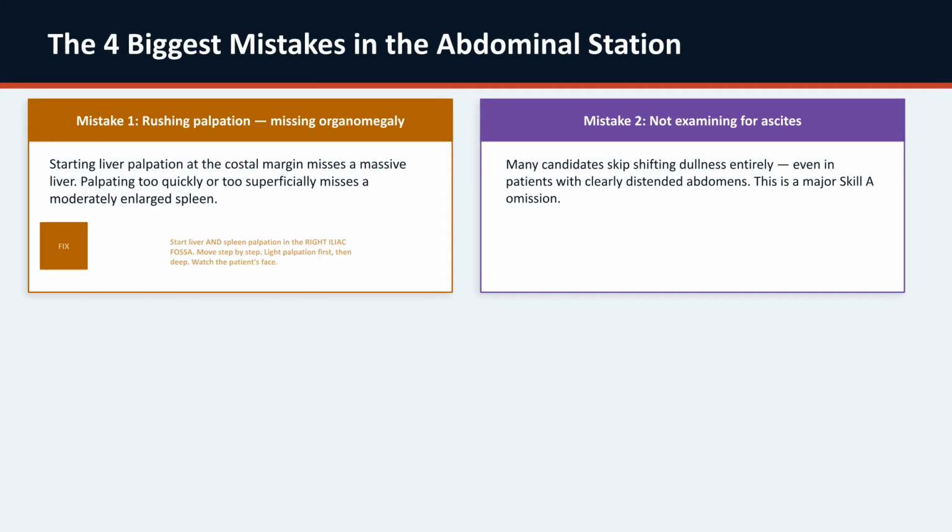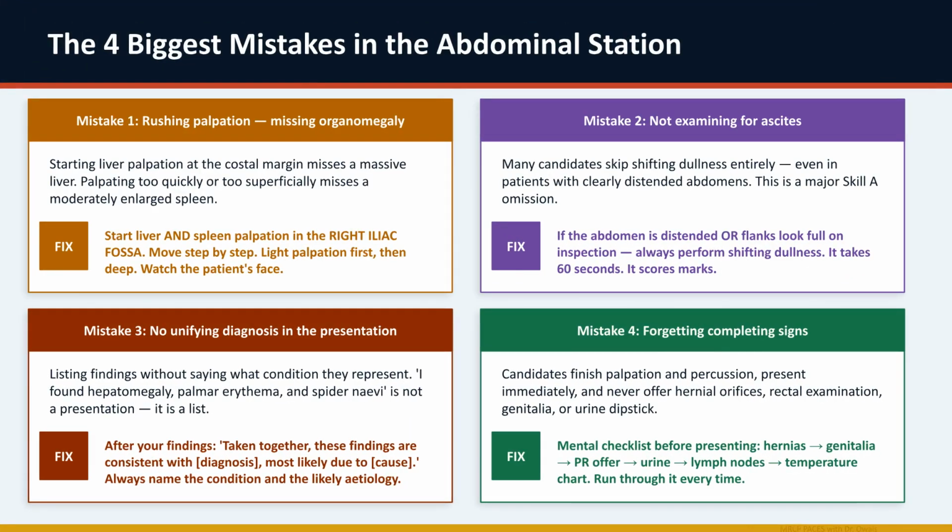Mistake 1. Rushing palpation and missing organomegaly. This is the most consequential mistake in the abdominal station. A candidate who palpates too quickly, too superficially, or who starts the liver palpation at the costal margin rather than the right iliac fossa will miss an enlarged organ entirely. And an examination that misses the main finding, the liver, the spleen, the transplanted kidney, is an examination that fails. The fix: start palpation in the right iliac fossa for the liver.